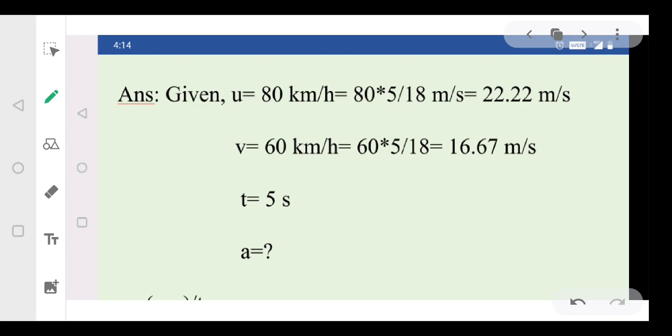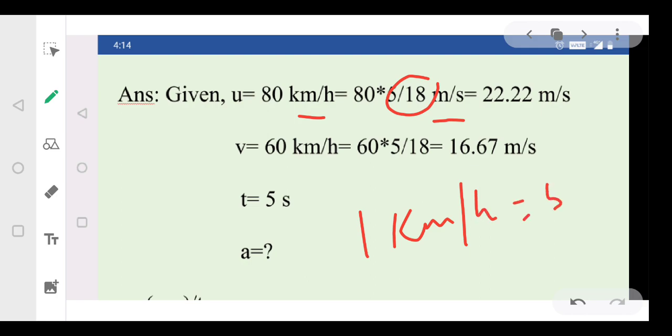So first step of the numerical is writing what is given to us. The purpose of writing given is we can do all the conversions of units here. First of all, u is 80 km per hour. Let us convert it into SI units. If we have to convert kilometer per hour into meter per second, we have to multiply it by 5 by 18. 1 kilometer per hour is equal to 5 by 18 meter per second.